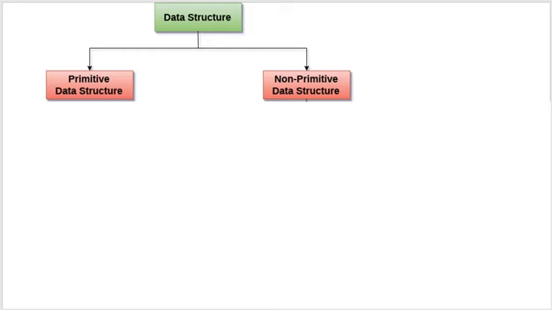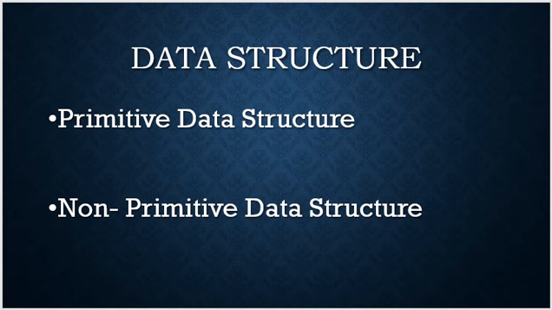Data structures are classified into two broad categories. The first one is primitive data structure and the second one is non-primitive data structure. Primitive data structure is a fundamental data structure, whereas non-primitive data structure is a user-defined data structure which can be built by using the primitive data structure.